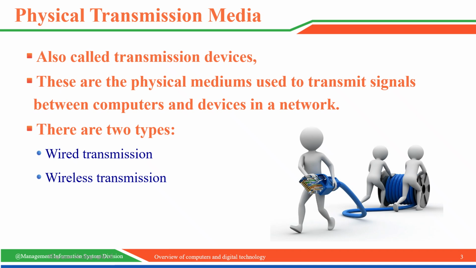Let's explore the first element of a computer network, physical transmission media. Physical transmission media is the material medium used to transmit signals between computers and network devices. You can imagine it like a road system. Computers and devices are the traffic participants. Data signals are the vehicles. The physical transmission media is the road on which the vehicles travel. There are two types of physical transmission media, wired and wireless.